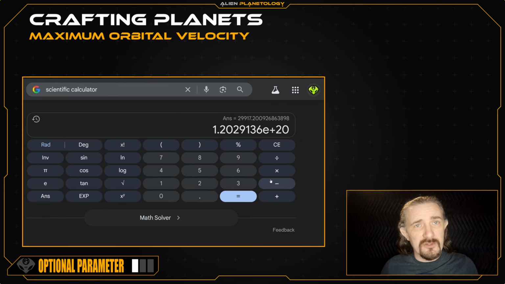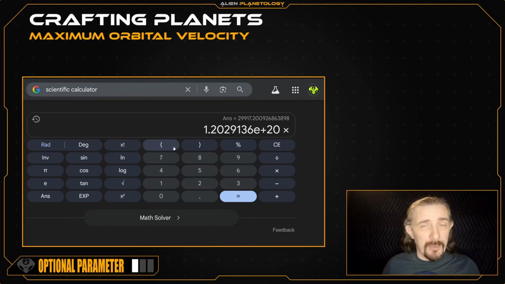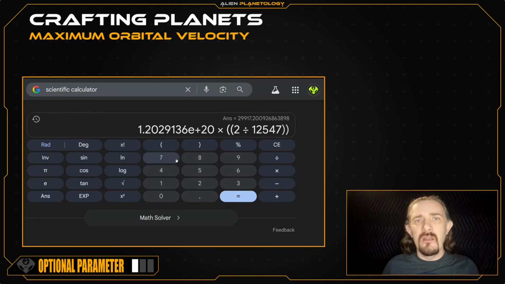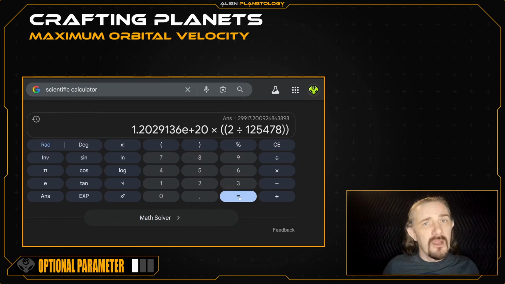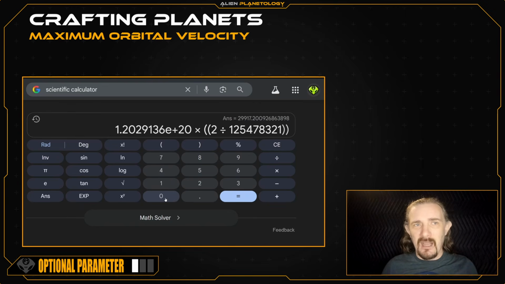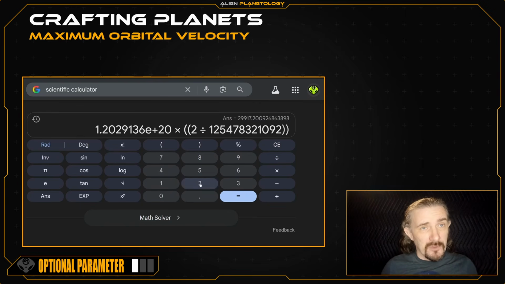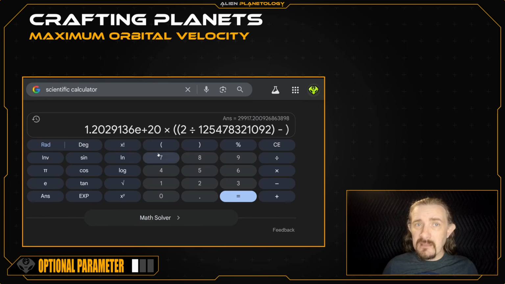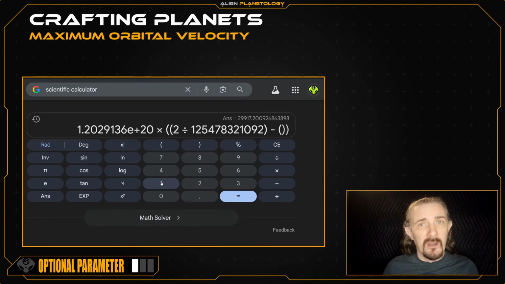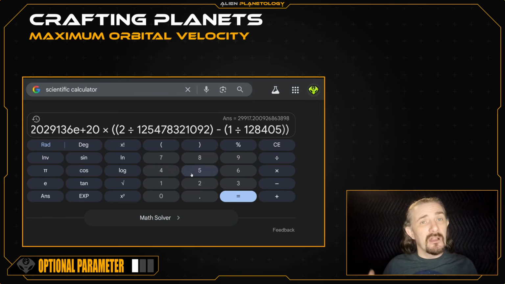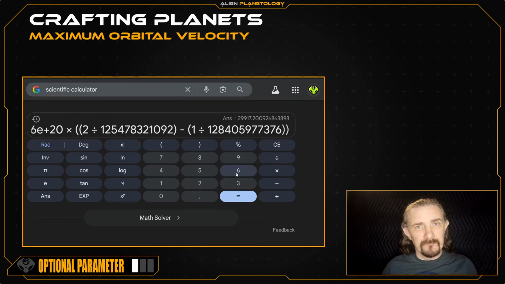from the calculator's history and then multiply and open 2 parentheses. Then enter 2 divided by the planet's periapsis distance. Mine is 125,478,321,092 meters. Close one parenthesis, subtract, and open another parenthesis. Then enter 1 divided by the planet's semi-major axis and close both parentheses. Your equation should look something like this.